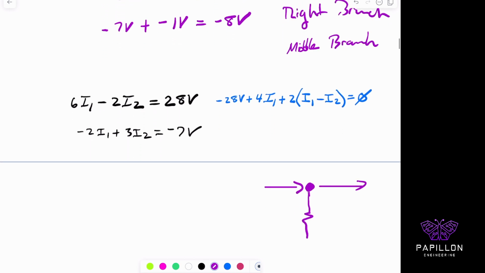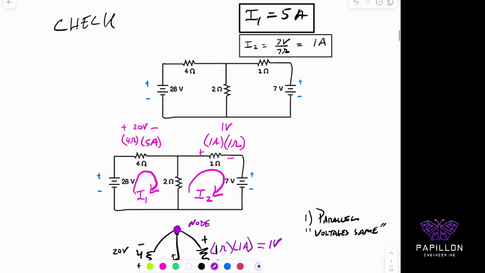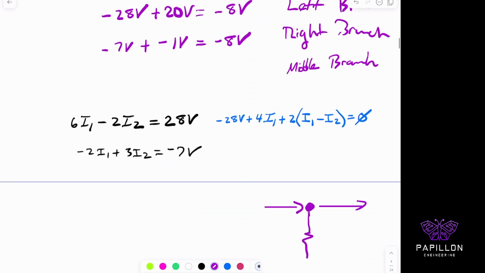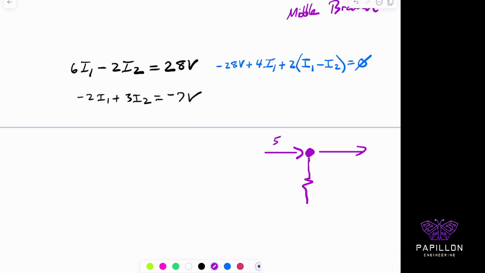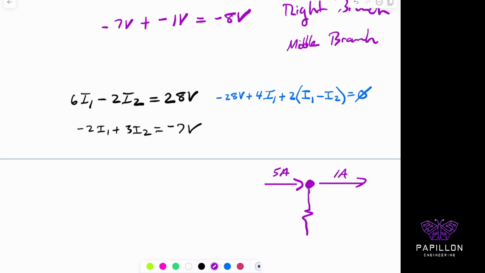So now you have, and remember what we solved for, because they both are positive, that means they both are going clockwise. It's got 5 amps and 1 amp. So there's 5 amps entering that node, 1 amp leaving that node. And because our value was positive, negative on the terminal, right?